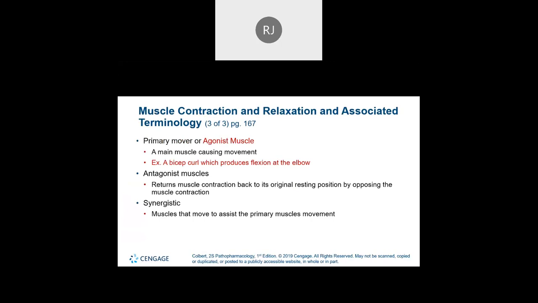On page 167, it continues with agonist muscle or primary mover. This main muscle causes movement, and an example of this is a bicep curl, which produces flexion at the elbow. Antagonist muscles return the muscle contraction back to its original resting position, and synergistic muscles move to assist the primary muscle's movement.